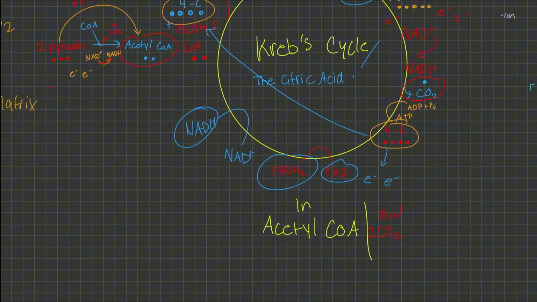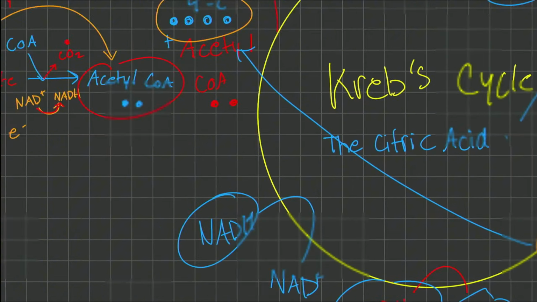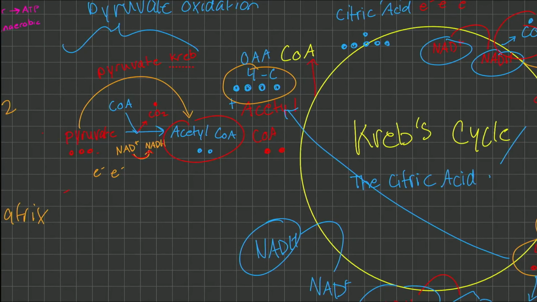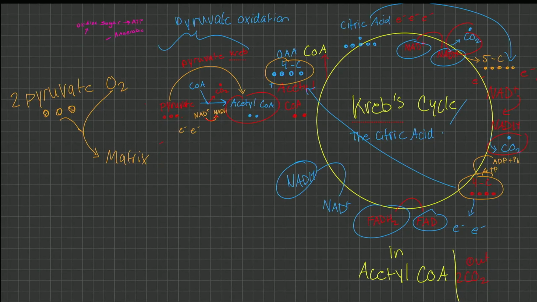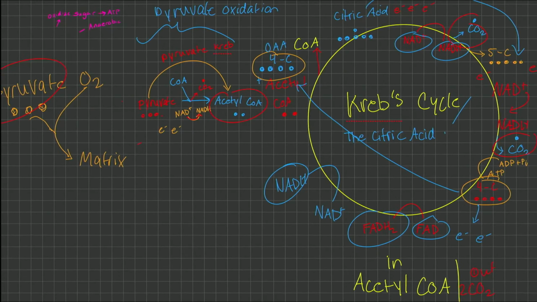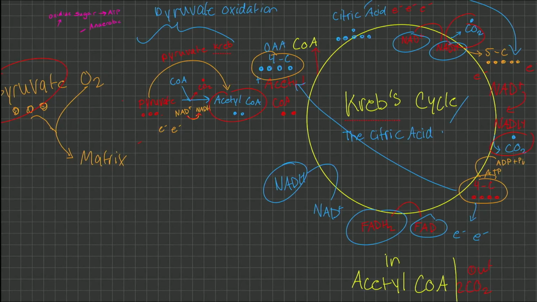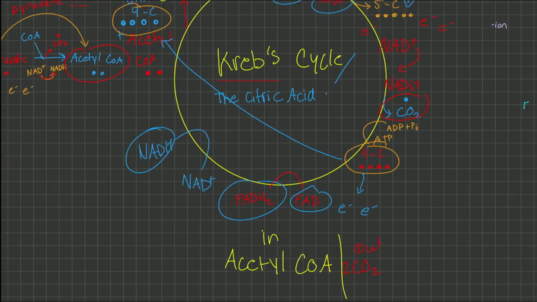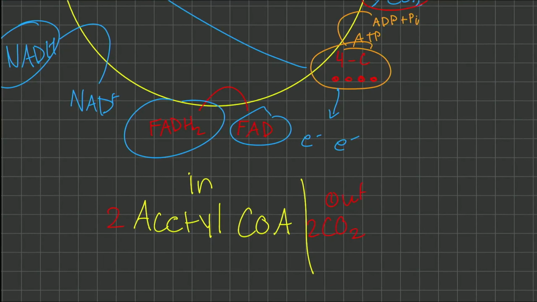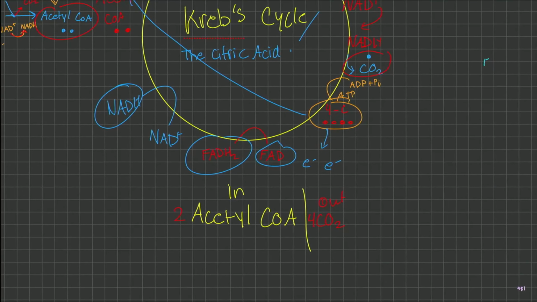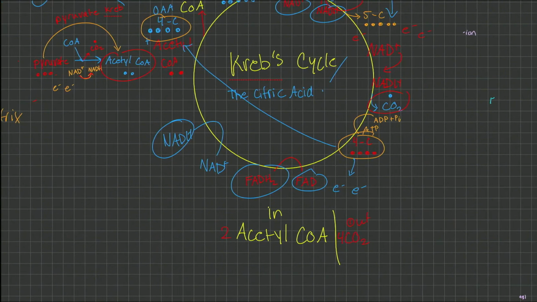And remember that this process is actually going to happen twice. The Krebs cycle is going to happen twice, because remember, 1 pyruvate creates 1 acetyl CoA. In glycolysis, we created 2 pyruvates, so we're going to create 2 acetyl CoAs, meaning our Krebs cycle is going to happen 2 times. So instead of 2 carbon dioxides, we're going to have 4 carbon dioxide produced.